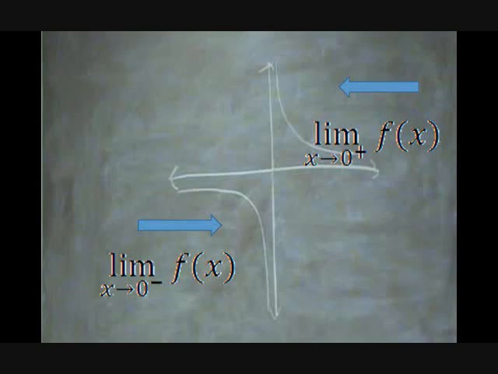In this case, if you have the limit as the function approaches 0 from the positive side, you would get infinity, or as it approaches infinity, it's actually undefined. However, as you approach from the negative side, you will also get undefined, but it will be approaching negative infinity.